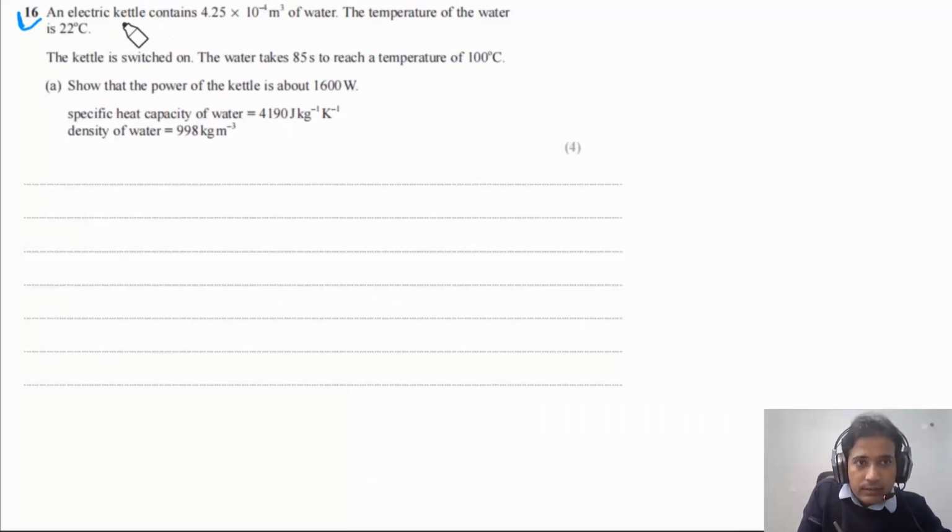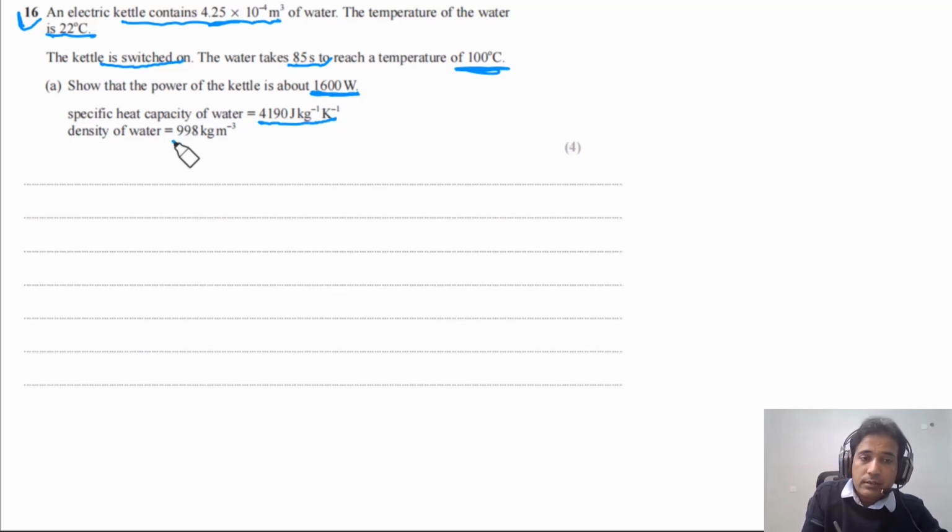Question 16 says an electric kettle contains 4.25 times 10 to minus 4 cubic meters of water. The temperature of the water is 22 degrees Celsius. The kettle is switched on. The water takes 85 seconds to reach a temperature of 100 degrees Celsius. Show that the power of the kettle is about 1600 watts. And specific heat capacity of the water is given to us and density of water is also given to us.